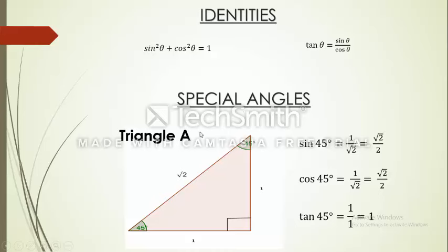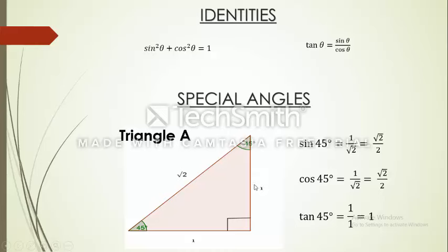Your special angles are 30 degrees, 45 degrees, and 60 degrees. Those three are the important ones that you need to remember all the time. In this particular triangle, it's a right angle triangle, as you can see here. This side is 1 unit, and this side is 1 unit, which means this is an isosceles triangle. Therefore, this angle will be 45 degrees, and this angle is 45 degrees.